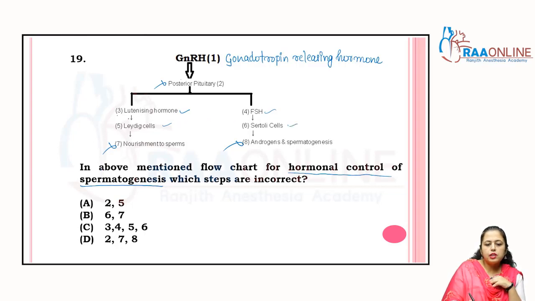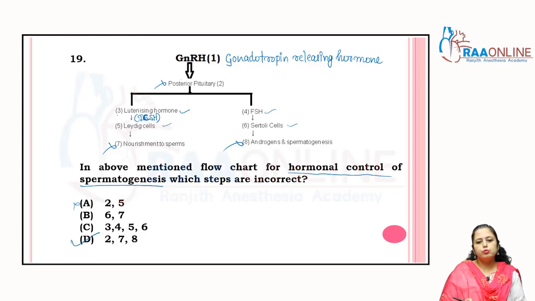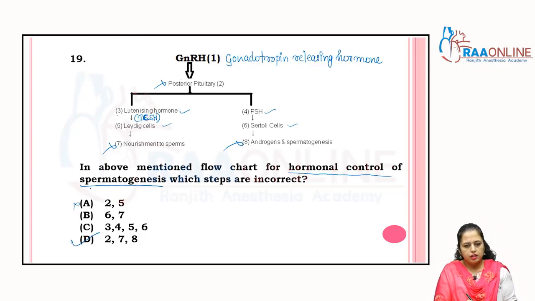Luteinizing hormone in males is also known as ICSH, that is interstitial cell stimulating hormone, right? Nourishment of sperm is the responsibility of the Sertoli cells, that's why they are called the nurse cells, right? So 2, 7 and 8, these steps are wrong in that hormonal control. The answer is 2, 7, 8, that is D, clear? And another one is cancelled.